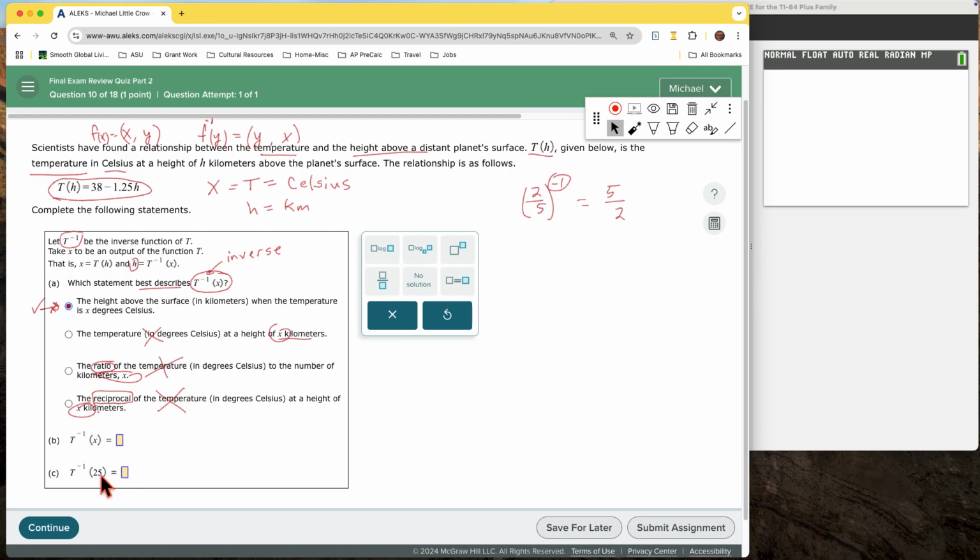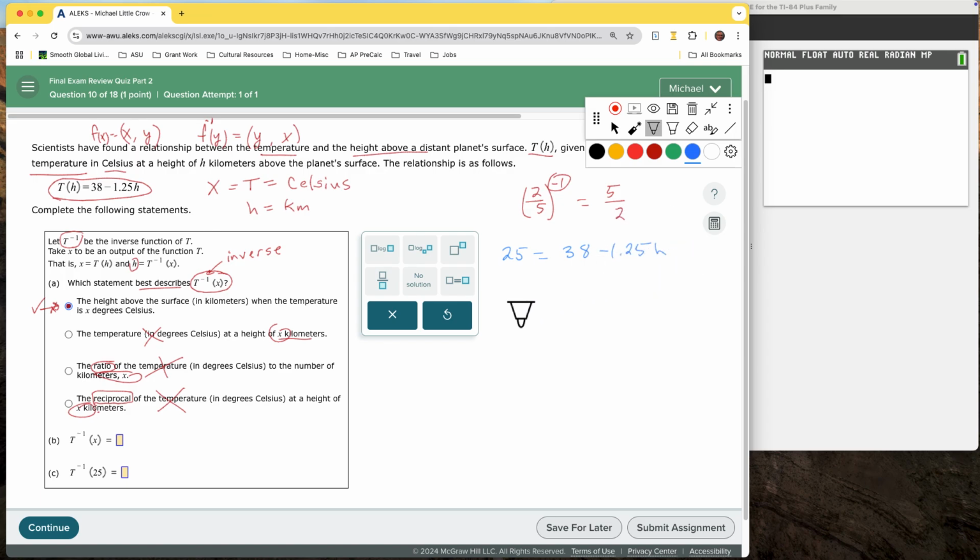So remember, this 25 is an input into the inverse function, which means it's an output of the regular function. If you struggle a little bit with inverses, just say, okay, 25 is going to be the output of the forward function, and then I just solve for h.